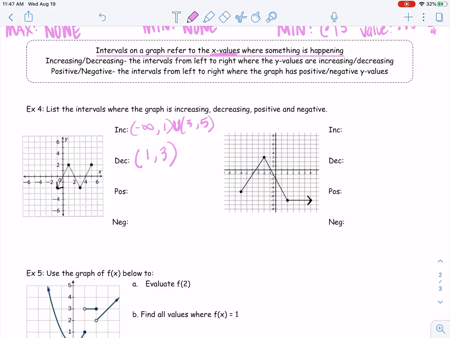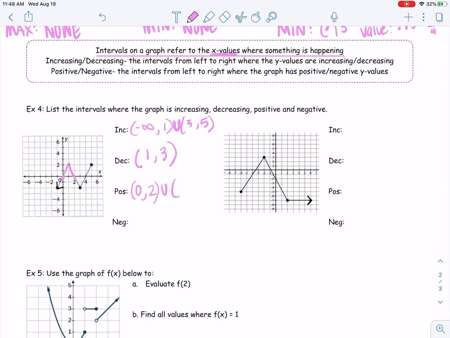Where's my graph positive? Anything above this x-axis is positive. So I'm looking for where that graph is above the x-axis. And it's above the x-axis starting at 0 all the way to 2. I'm not going to include those values. I'm going to use parentheses. Why? Because when x is 0, y value is 0. And is the y value of 0 positive or negative? Well, it's neither. The number 0 is not positive and it's not negative. So I cannot include those values because at that x value of 0 and that x value of 2, the y value is 0 and 0 is not positive nor is it negative. Okay? So from 0 to 2 it's positive.